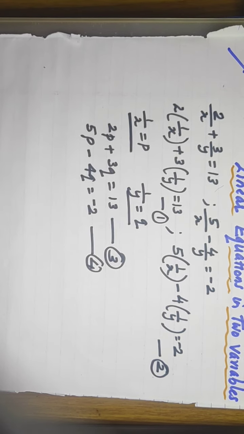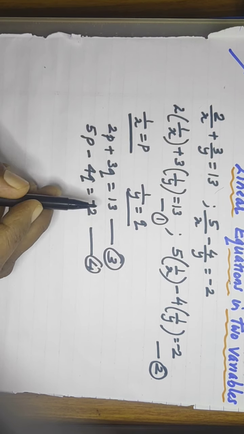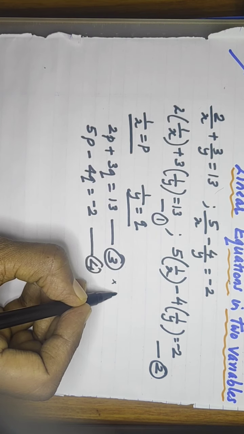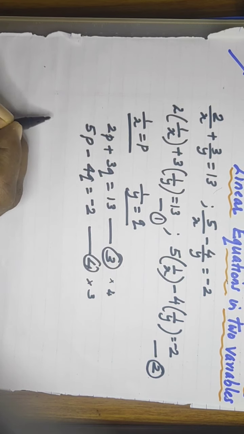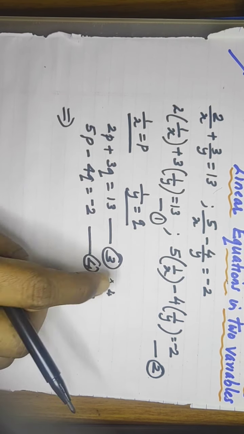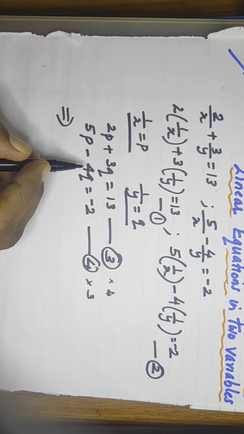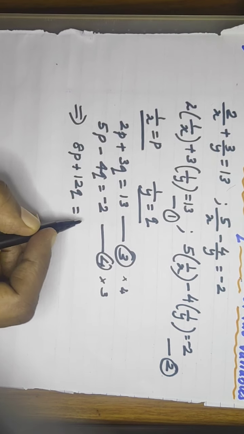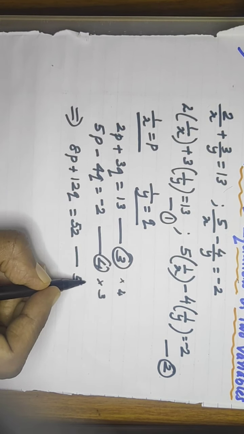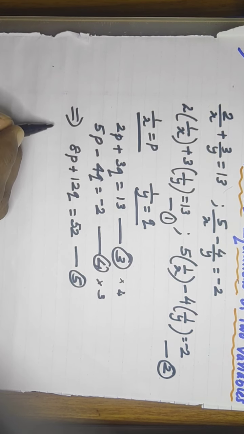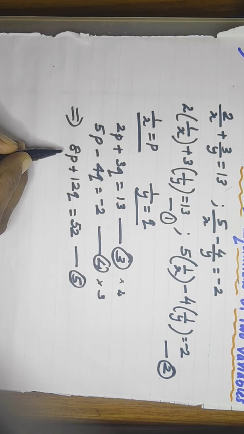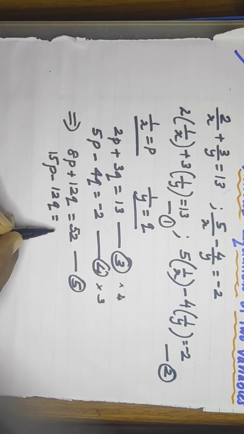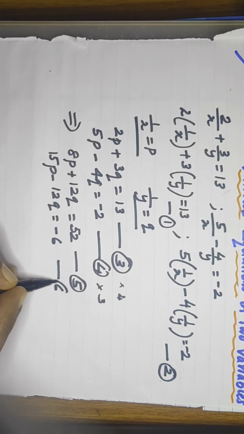Now I will do elimination method. So I have to make the coefficient of q same. So I have to multiply equation 3 with 4 and equation 4 with 3. Multiplying equation 3 with 4, that means 8p plus 12q is equal to 13 into 4, 52. Let me mark it as equation 5. Same way multiply equation 4 with 3, I will get 15p minus 12q is equal to minus 6. Let me mark it as equation 6.